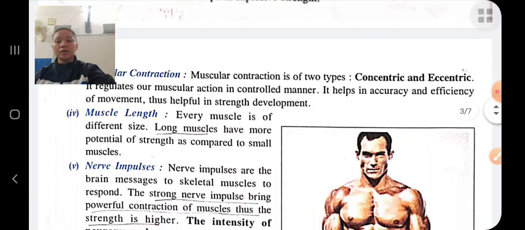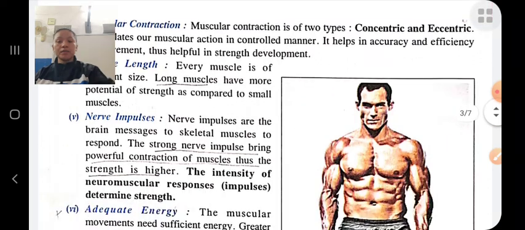Muscle length. Usually long muscles have more strength as compared to small muscles. Nerve impulse: if the nerve impulse is faster and stronger, the contraction of muscle is more powerful, thus the strength will be improved.